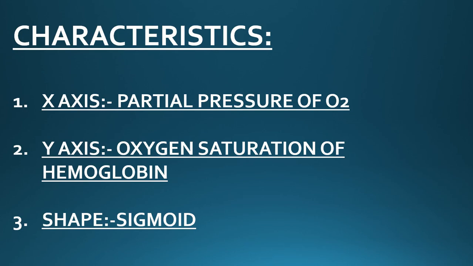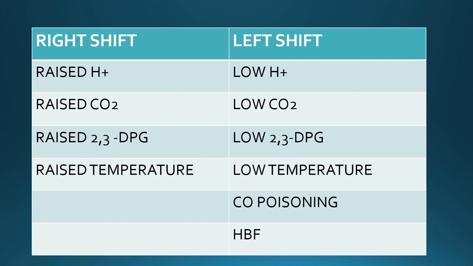These are the characteristics. The x-axis shows the partial pressure of oxygen, the y-axis the oxygen saturation of the hemoglobin, and the shape is sigmoid. Now, as I told you, there are several factors that can shift the curve and help supply oxygen to more active tissues or increase the oxygen uptake in the lungs in times of increased need. Now, what are the different factors? What are the factors that cause the curve to shift to the right? And what are the factors that cause the curve to shift to the left?